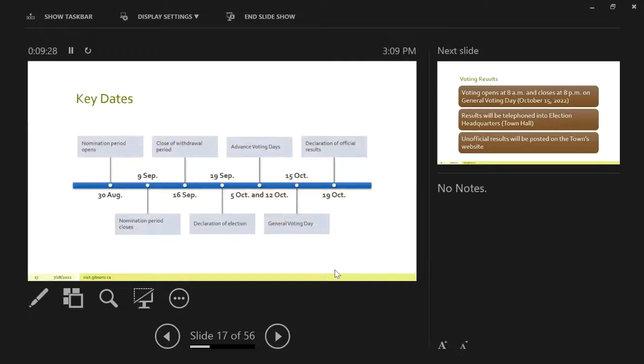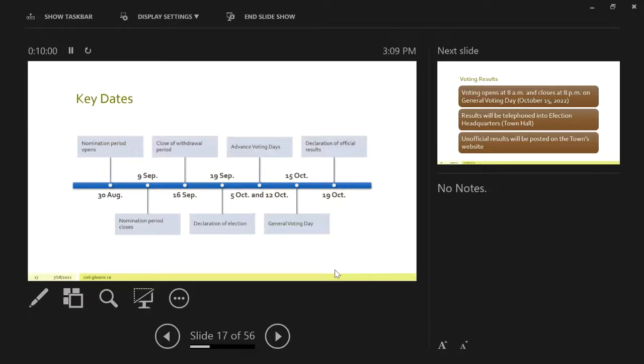So key dates. We're just getting into our nomination period on August 30th, and that closes on September 9th. The close of the withdrawal period is September 16th. If you withdraw, but you do it after that date, your name will likely appear on the ballot, and the printing happens quite quickly, so that would be unfortunate. So if you're planning to withdraw, do it quickly.